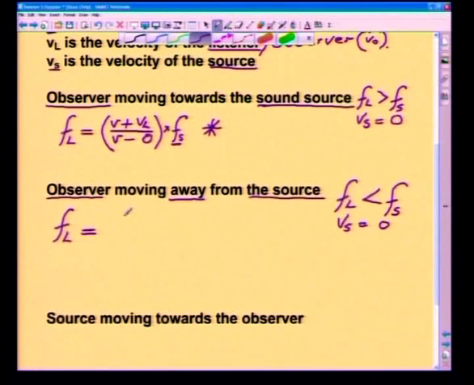Then we will have a smaller value. So that means that the top part, which is our numerator, V, the velocity of the waves in the medium, to make it small, we should now subtract the velocity of the listener. And we divide this again by the velocity of the waves in that medium.